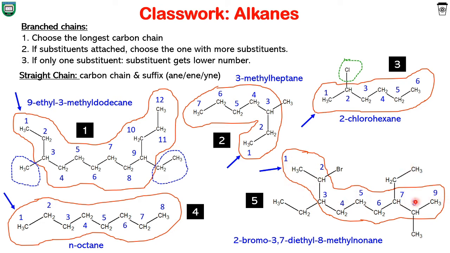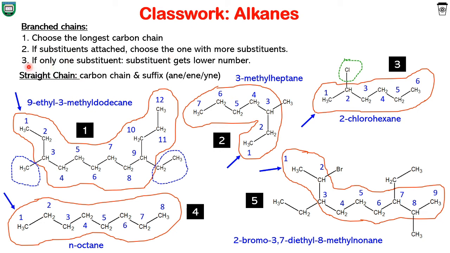But why are we choosing this path? Because if you follow this path, we will get 4 substituents: 1 bromine, 2 ethyls and 1 methyl. Or if we follow the other path, we will get only 2 substituents. That's why we are following this path. That answers the second rule: if substituents are attached, choose the chain with more substituents. So we are choosing this path because this parent chain contains more substituents, that is 4.